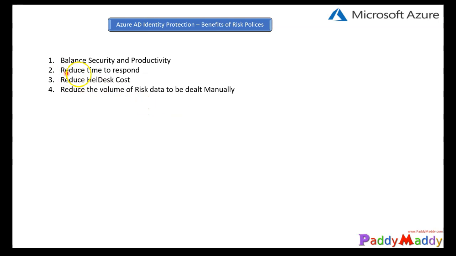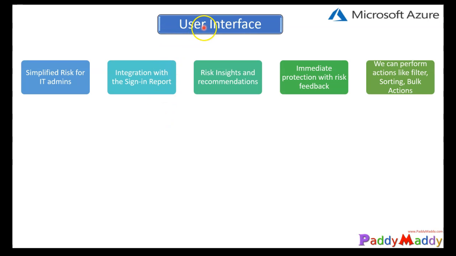That's called the time to respond, as well as reducing the cost on your help desk. All these actions are fully automated, so you do not need to do any of these actions yourself. Most of the admin job is completely made easy. If you see here, the user interface gives you options for simplified risks for the admins.